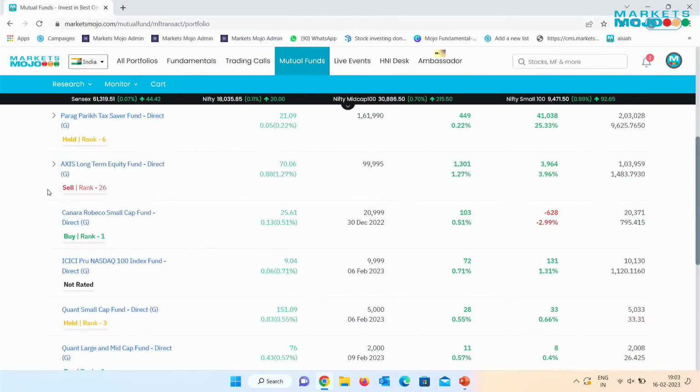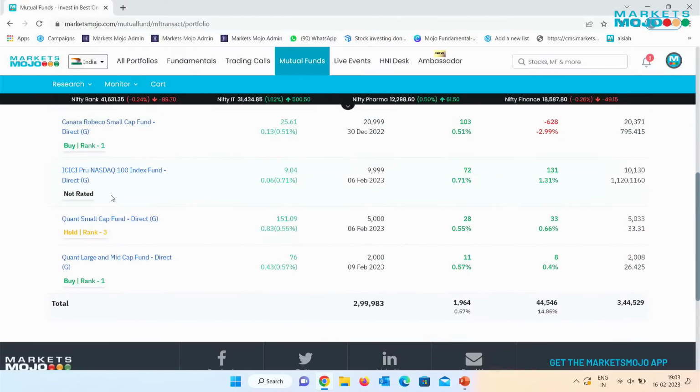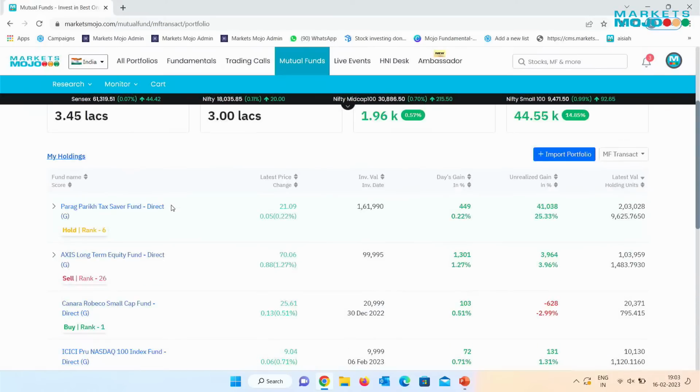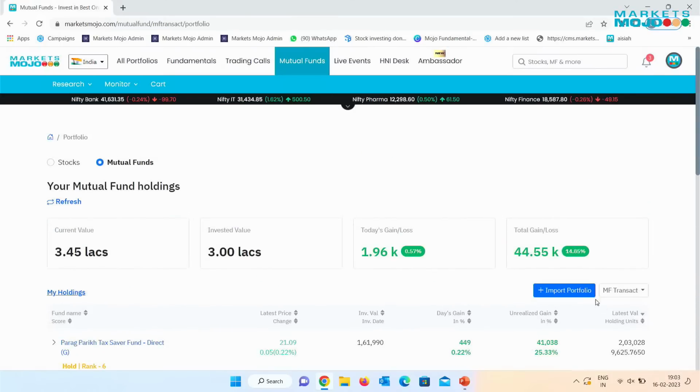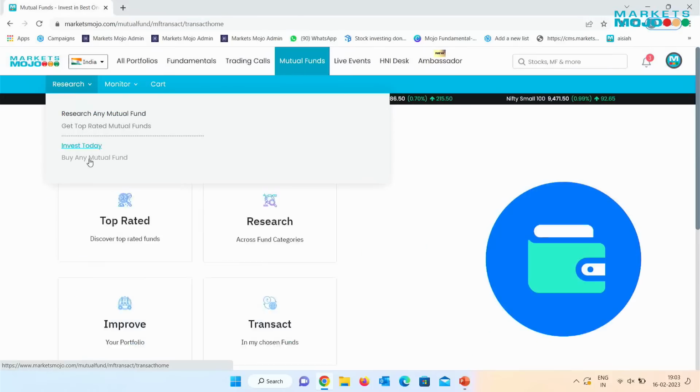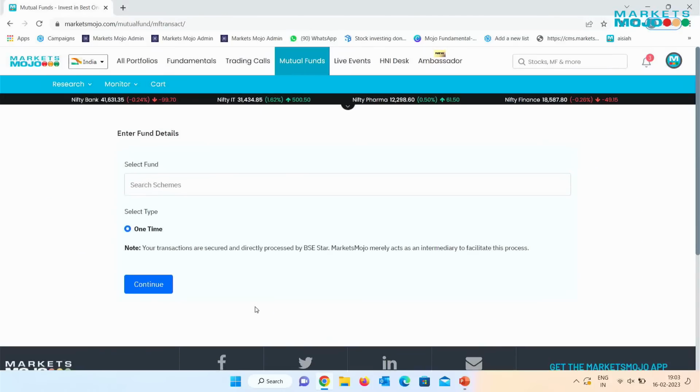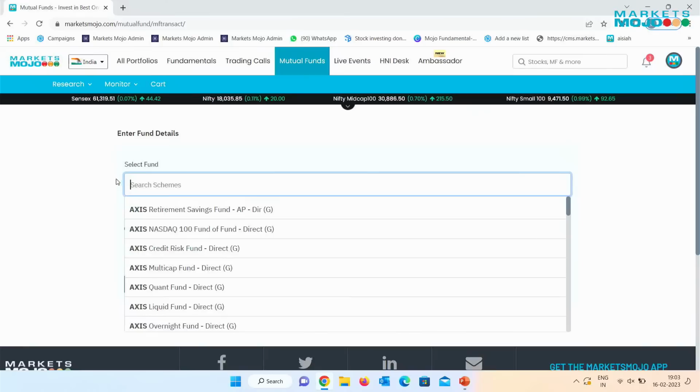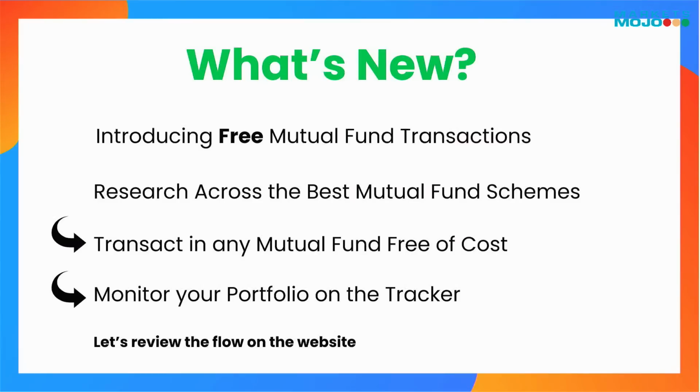So I kind of know, okay, I have this particular mutual fund, which is a sell ranked. I have this particular hold ranked mutual fund, so on and so forth. Okay, so this is the import portfolio button. It's a 1-minute thing. And lastly, the new part, which is the transact in your chosen mutual funds. Okay, so you can obviously just go and buy any particular mutual fund you want. Okay, and it's free of cost. We don't charge any commission on this. Okay, so this is a new feature.